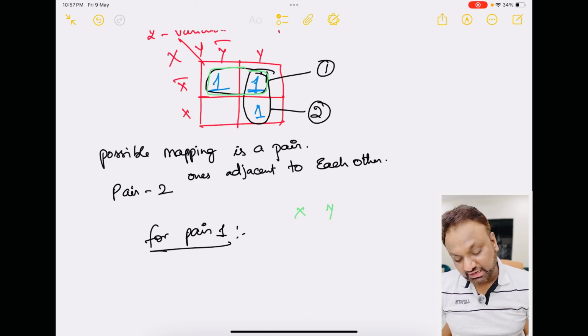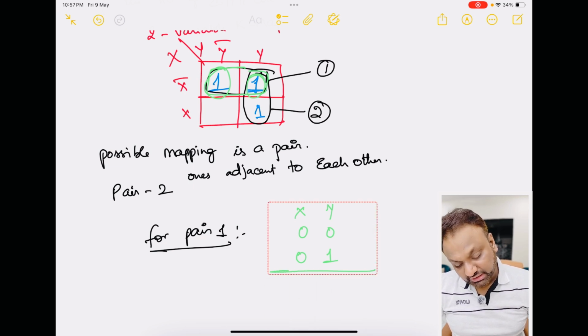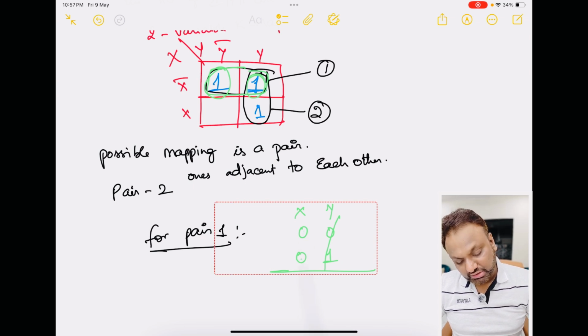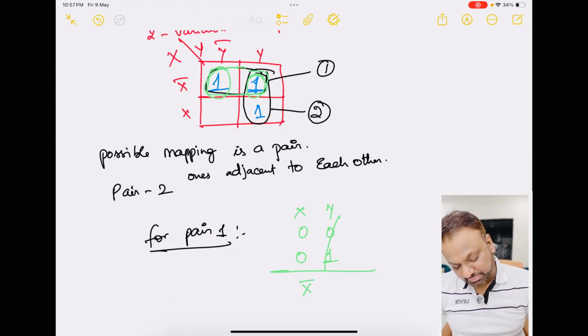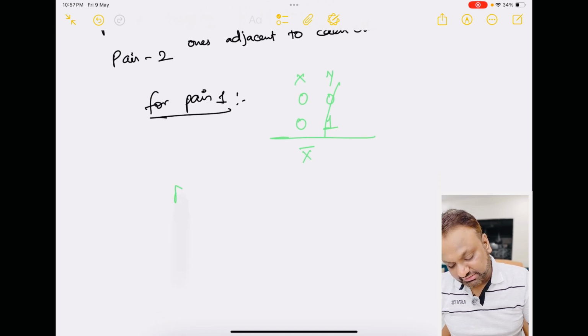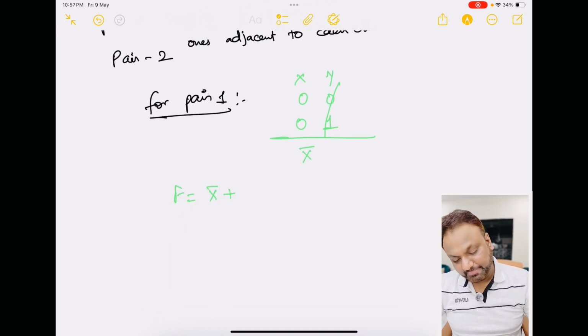First you write x and y, my inputs. So what is this combination? X bar and y bar. I will write 0 0. And this one is x bar y. X bar means 0, y means I will write 1. Now in this one, if you have 0 and 1, just cross it. And this is 0 and 0. If all are 0, then my answer is x bar here. Therefore for pair 1, f is equal to x bar plus.